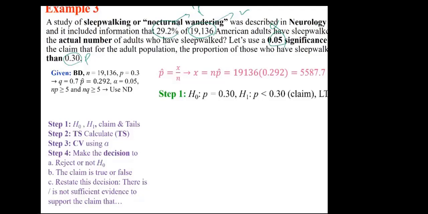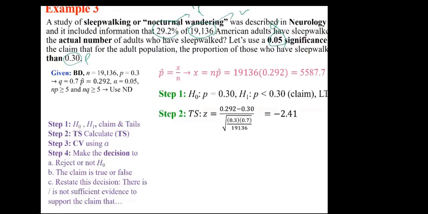Well, we have all of those. P hat is 0.292 minus P is 0.3 over the square root of 0.3 times 0.7 over 19,136. Doing the math gives us negative 2.41.